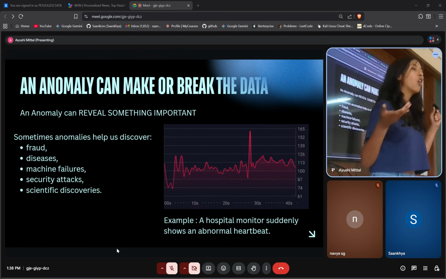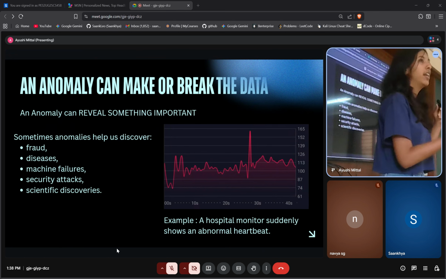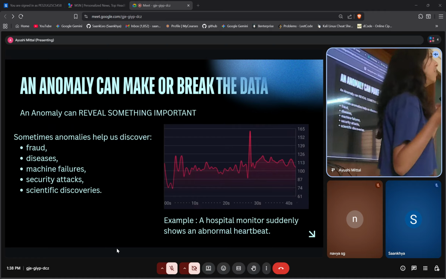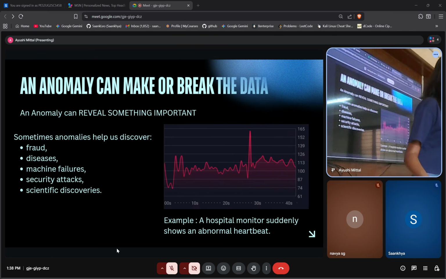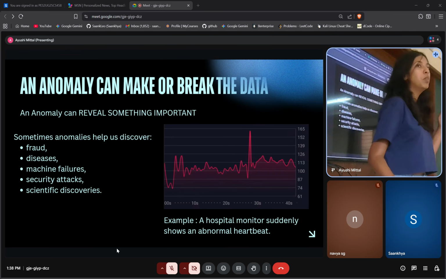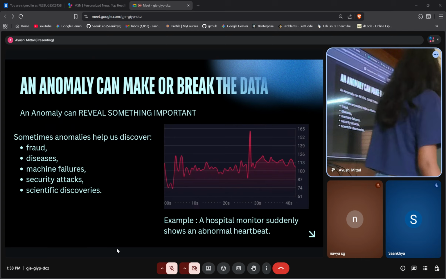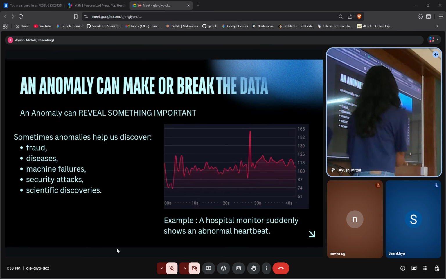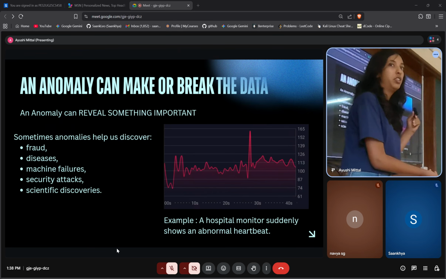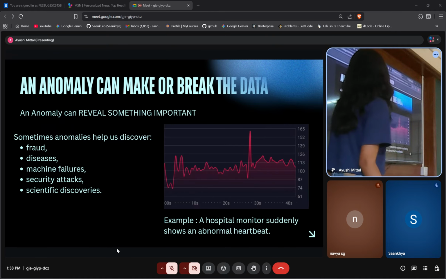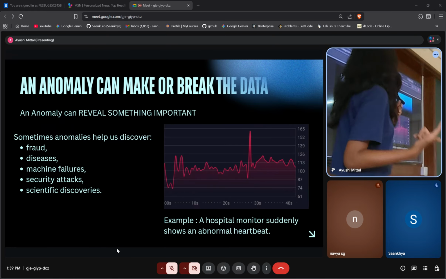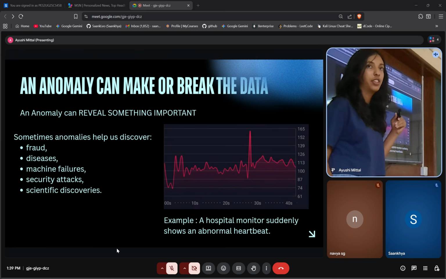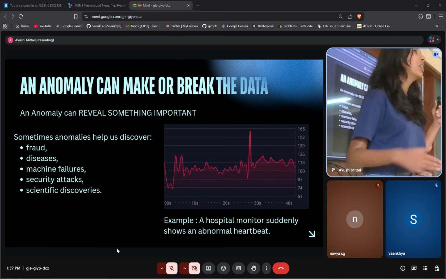For example, you have normal transactions, like a daily transaction, you're spending 50 every day or some amount in the canteen every day, and suddenly you see a huge transaction from a bank. That is an anomaly. So this can be used for fraud detection. So anomalies can help us detect fraud, machine failure, security attacks, etc. But sometimes anomalies are just errors.